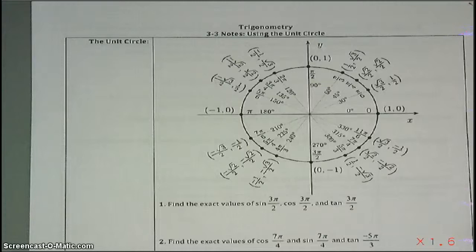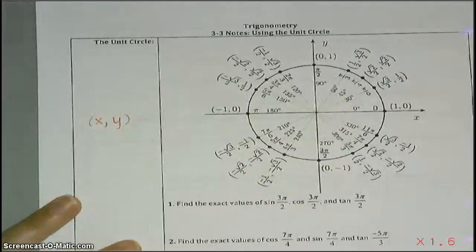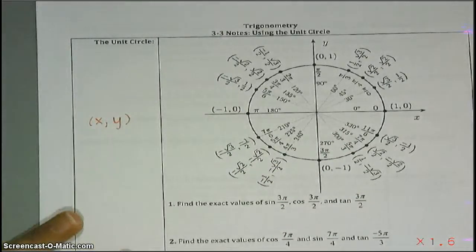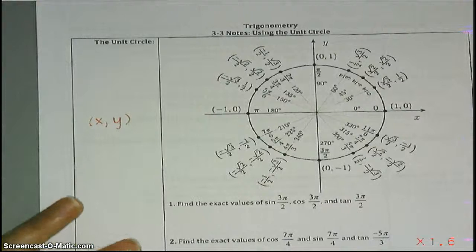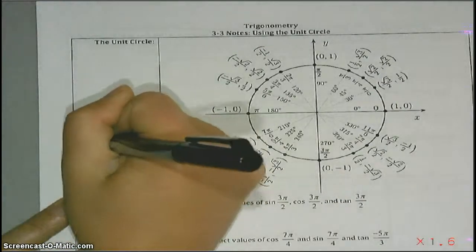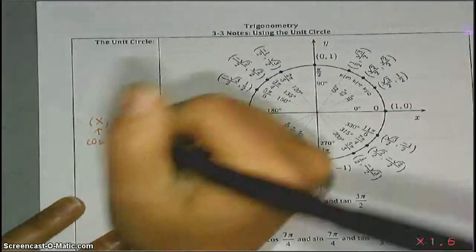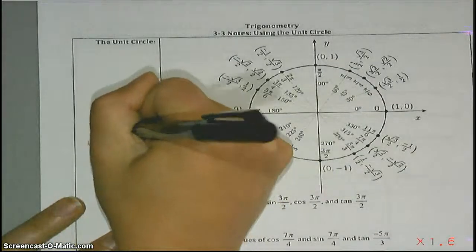In fact, in order to read it, it's going to be really easy. Just like any coordinate on the coordinate plane, you're going to have x and y. To equate it to trigonometry, anytime that you have an x-coordinate, that's going to go along with cosine. And anytime that you have a y-coordinate, that's going to go along with sine.